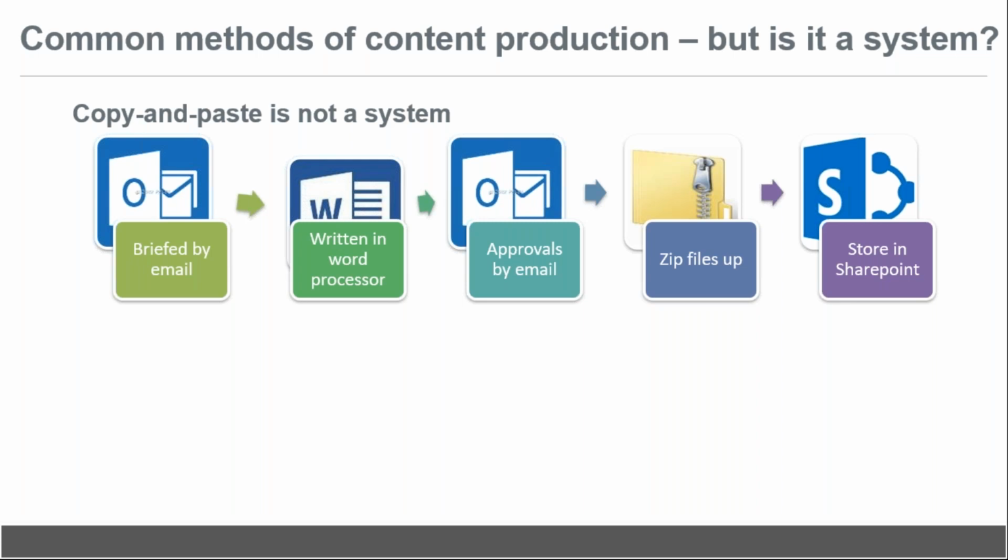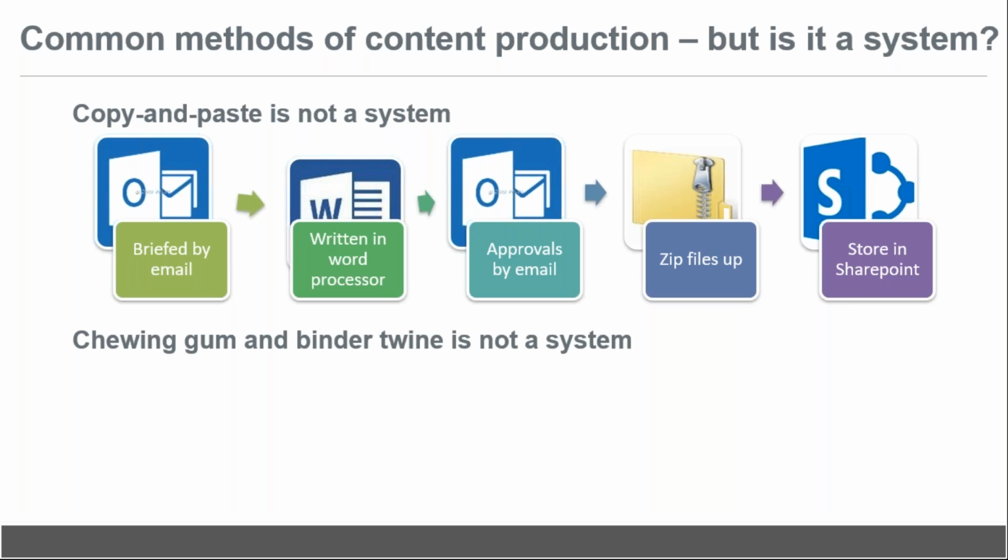Somebody gets briefed by email. They say, can you write up blah? It's written in a word processor. It gets approved by email. Then you zip up a bunch of files. Then you store it in SharePoint in case the auditor needs to see it. Not really an efficient system. Also, chewing gum and binder twine. I'm thinking that maybe a lot of you don't even know what binder twine is, but it's kind of like a really coarse rope. That's not a system.